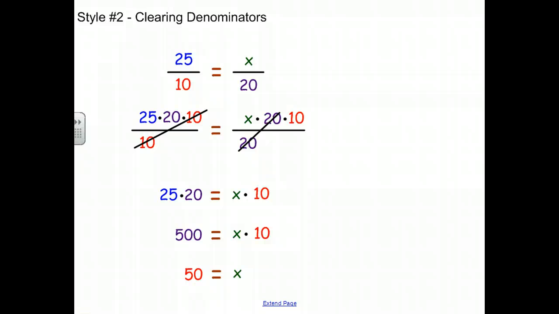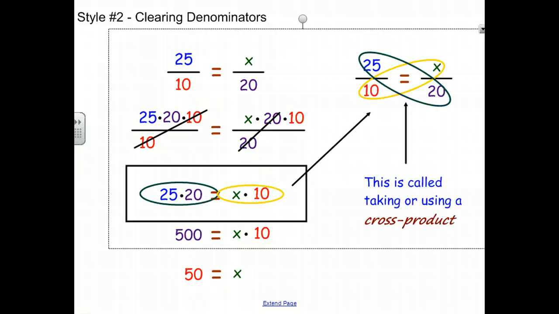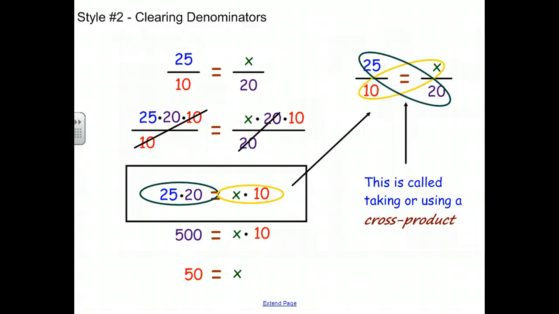Well, when we've gotten through the entire thing, and we compare, we notice that 25 times 20 are on opposite fractions, and 10 and x are on opposite fractions, but they're also in opposite parts of the fraction. 25 is the numerator of the first fraction. 20 is the denominator of the second. X is the numerator of the second fraction. 10 is the denominator of the first.